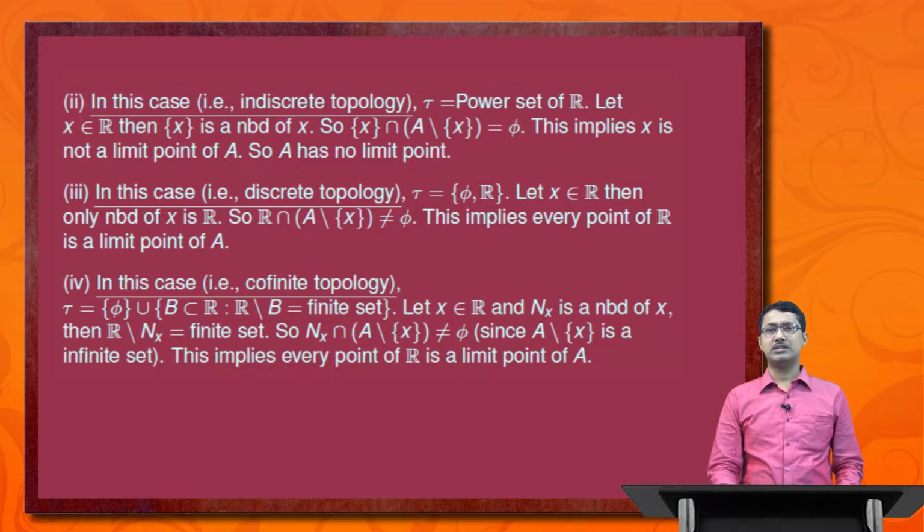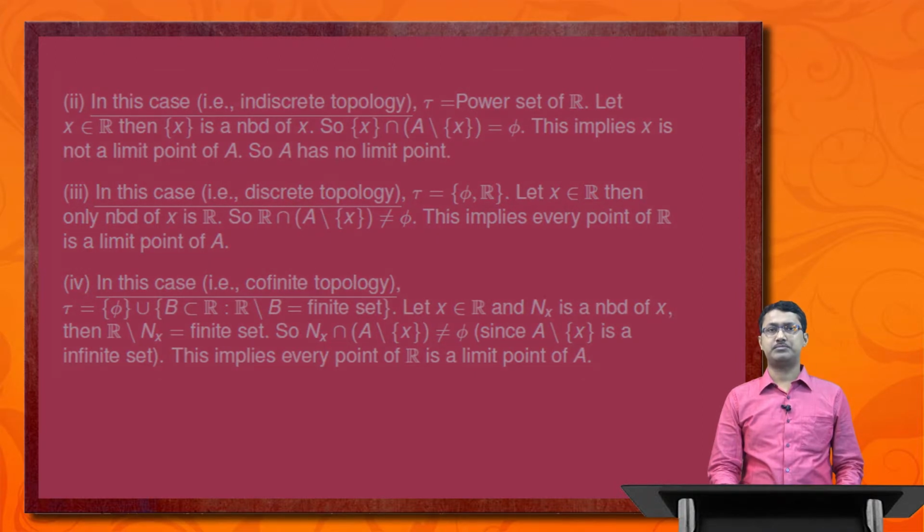Since A minus singleton x is an infinite set and R minus N_x is a finite set, that intersection is always not equal to phi. This implies every point of R is a limit point of A.